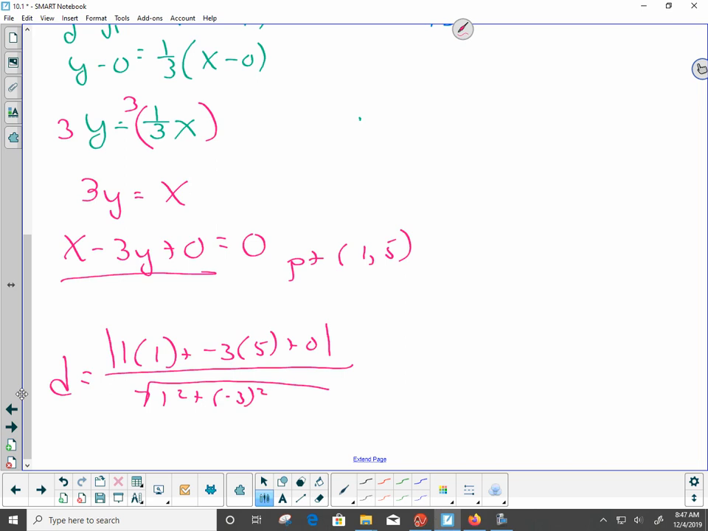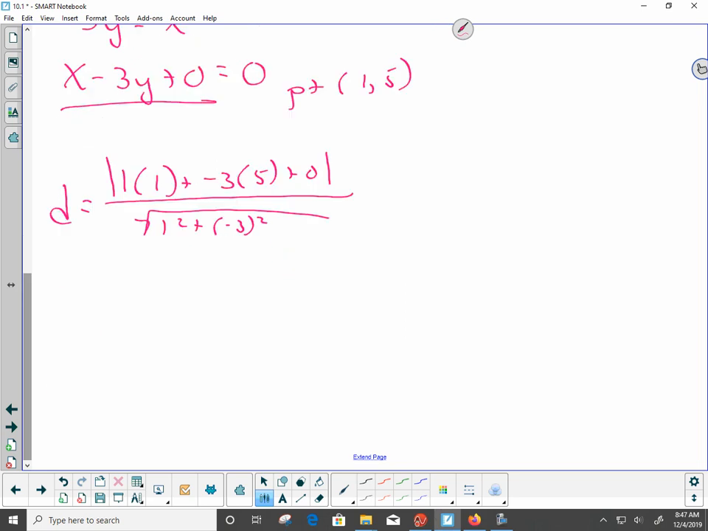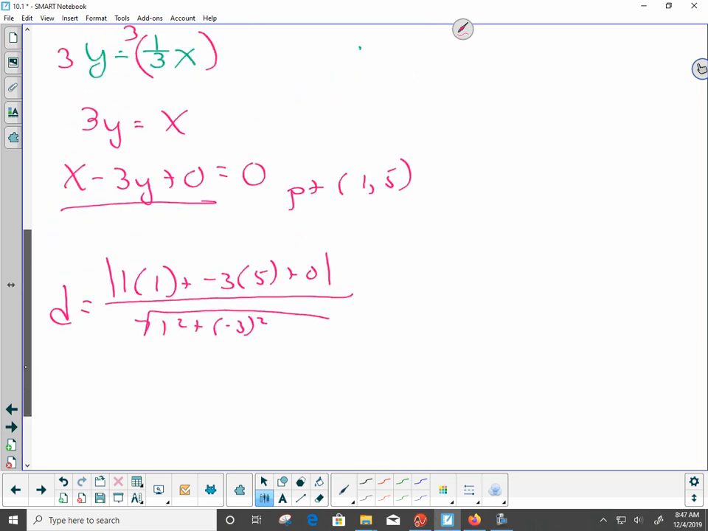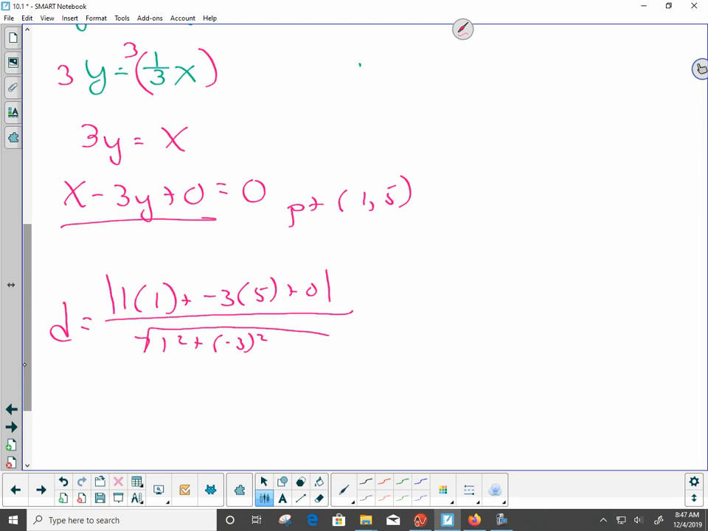Everyone with me? Is the bottom? Okay, absolutely. It's not, I always wrote it as, but it's not, and it's never going to be negative. Why is it never going to be negative? You can't get a negative square root. So if you put the absolute values over the whole thing, you're not changing the equation at all.